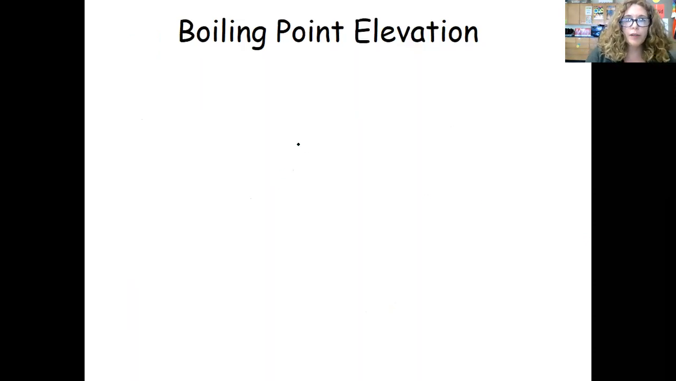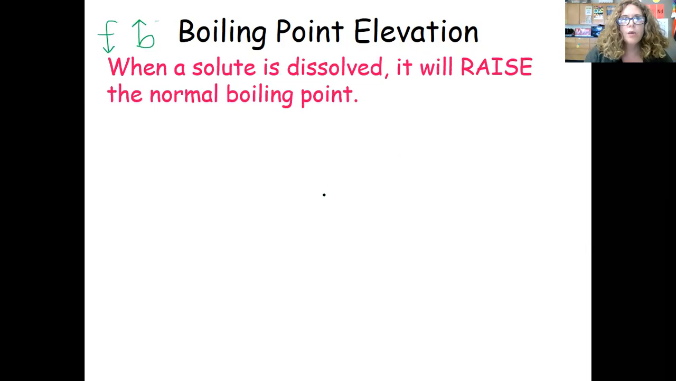So now we have boiling point elevation, right? Elevation means up, right? Elevators go up. So I like to do a B for boiling, pointing up. So remember I had the freezing point, right? Freezing goes down, boiling point goes up. They do opposites, and this is the same effect. It's a colligative property. When the solute is dissolved, it is going to raise the normal boiling point, right? Water's normal boiling point is 100. We add some solute in there, the boiling point is going to go up.